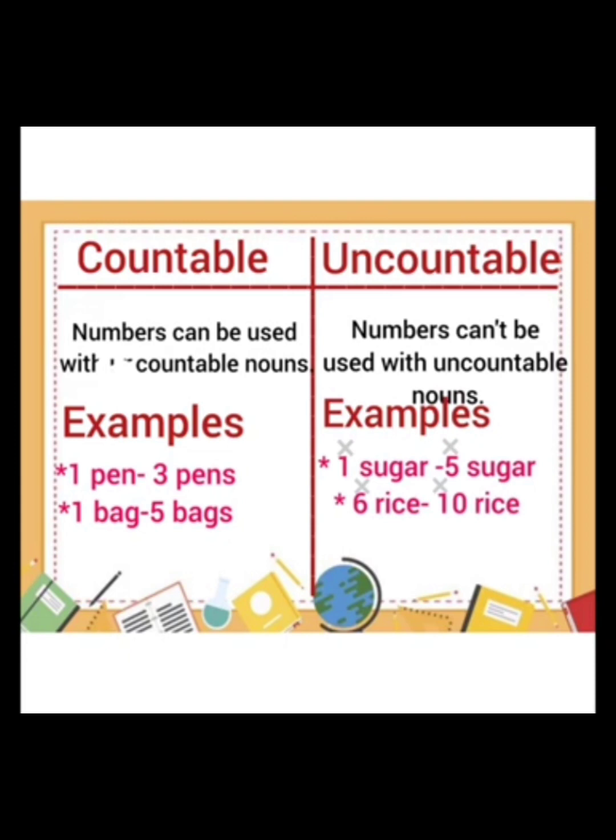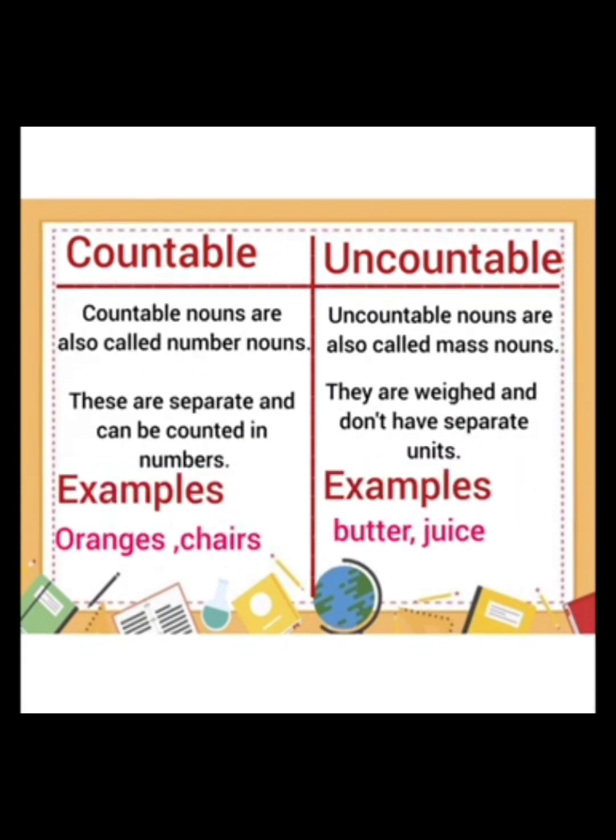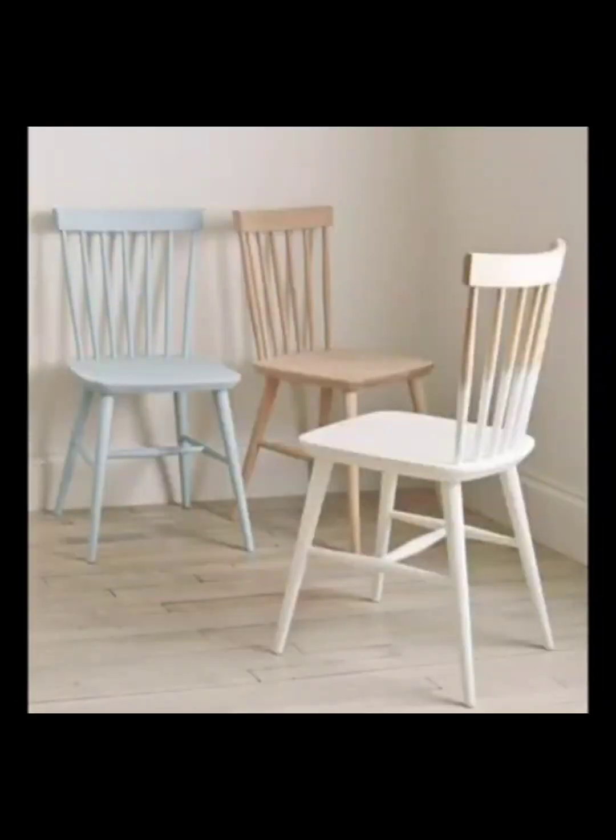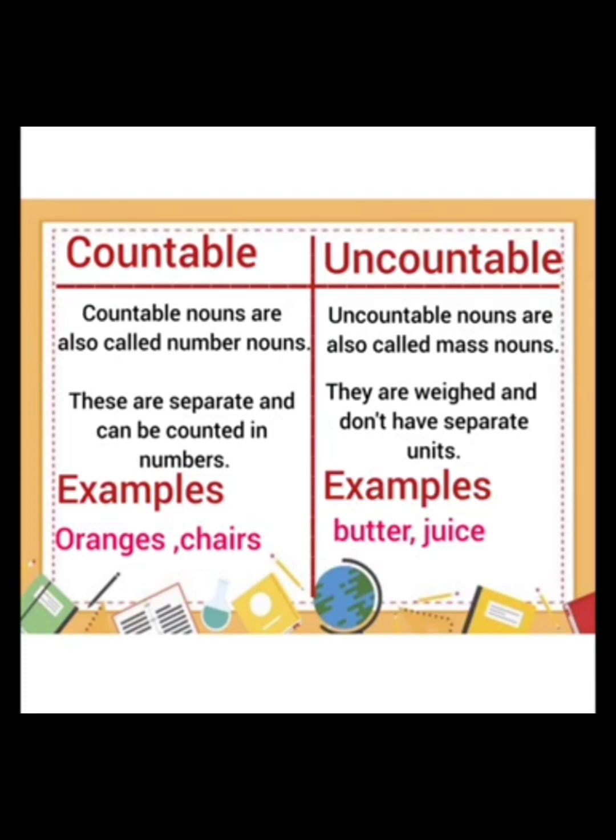Next, the difference is that countable nouns are also called number nouns. Why? Because we use numbers with them. Its examples are oranges, chairs, etc. Uncountable nouns are also called mass nouns because we weigh them. Examples are butter and juice.